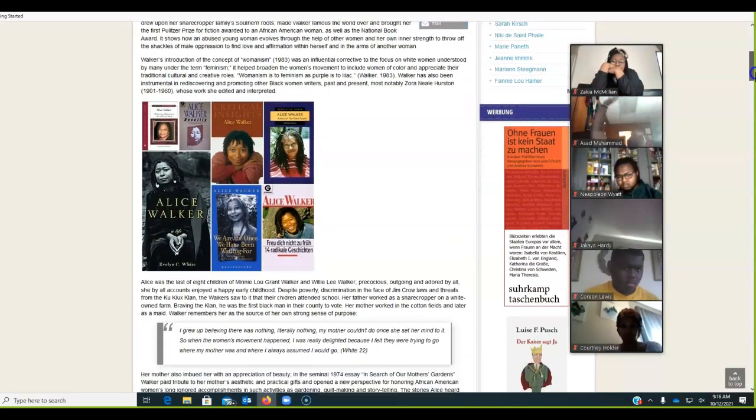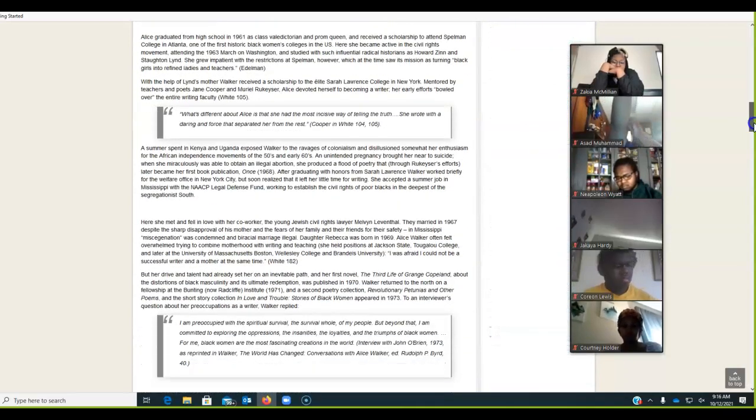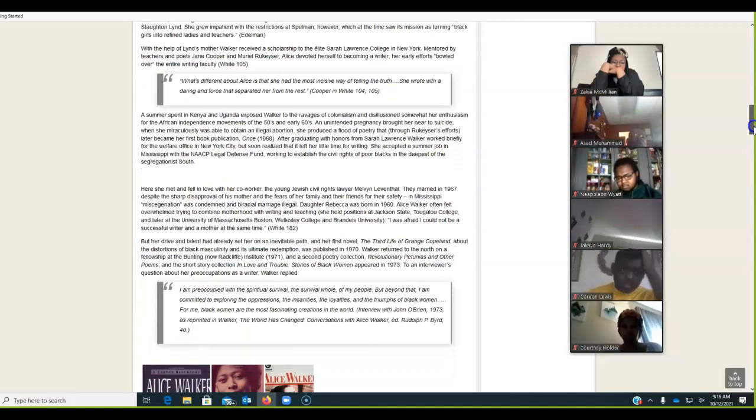Alice Walker has the concept of feminism. We want to make sure that this is pronounced relatively long, right? Let's look at this. A summer spent in Kenya and Uganda exposed Walker to the ravages of colonialism and somewhat disillusioned her enthusiasm for the African independence movements of the 50s and early 60s.